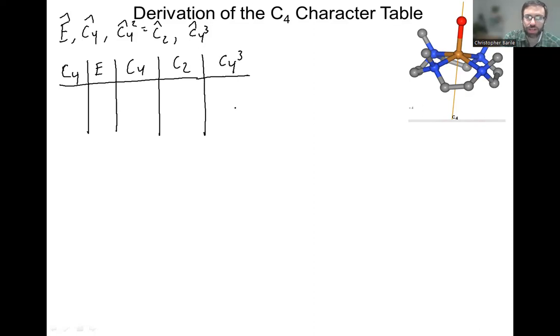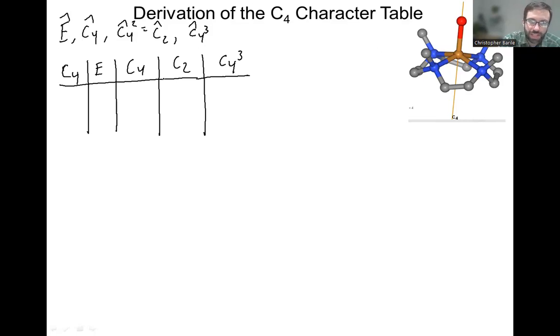Now you may be wondering, how am I supposed to know that these are separate classes? Before, when we were talking about the C4v point group, we called C4 and C4 cubed the same class, because it doesn't matter. We can define the axis one way for clockwise rotation and one way for counterclockwise rotation. Both of these are 90 degrees.